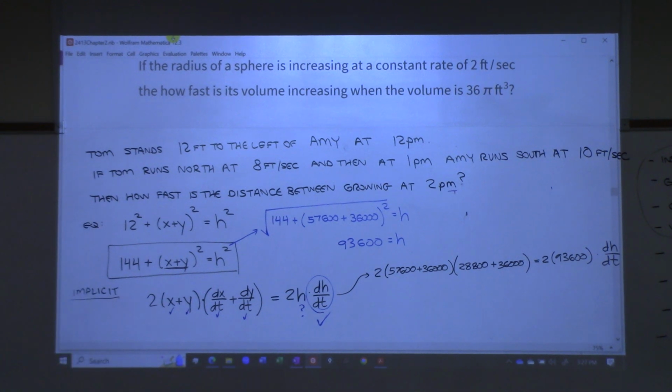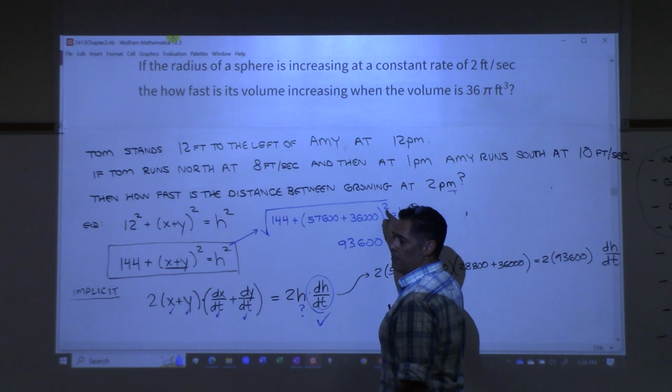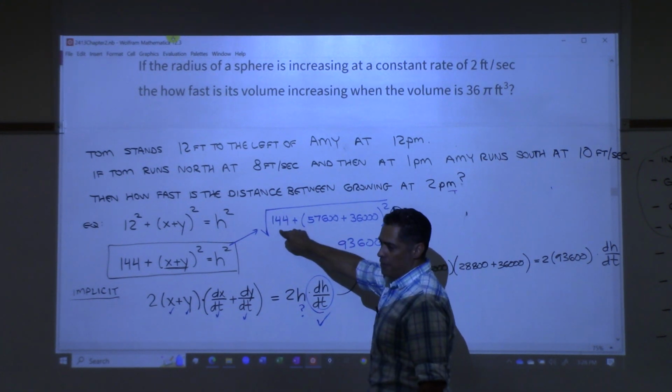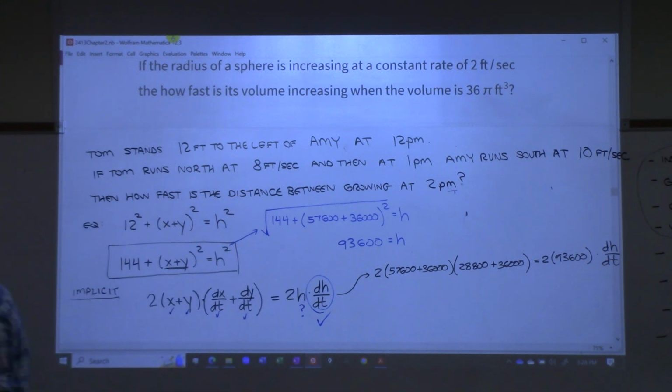Wait, I have a question. Yes? For 93,600, you just added 57,600 plus 36,000, and that's. Squared them. Oh. And then added 144, and then took the square root. And that's what it equals to? Yes. Okay. I think someone else got that as well. Yeah, that's right.